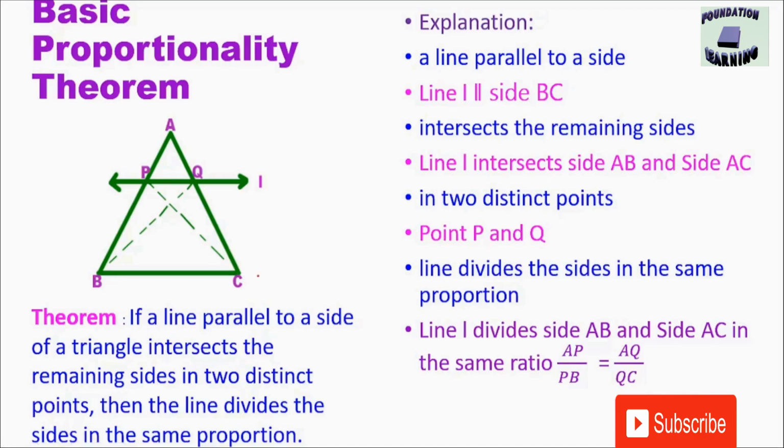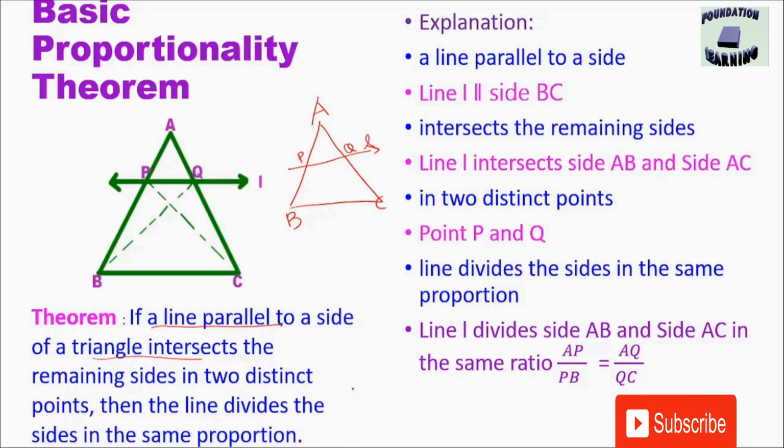If a line is parallel to a side of a triangle. Now here we have a triangle A, B, C. If a line is parallel to a side of a triangle, now BC is a side and you have a line here. This is line L. It intersects the remaining sides in two distinct points. Now it is intersecting AB in point P and AC in point Q. So it intersects the remaining sides in two distinct points, then the line divides the sides in the same proportion.